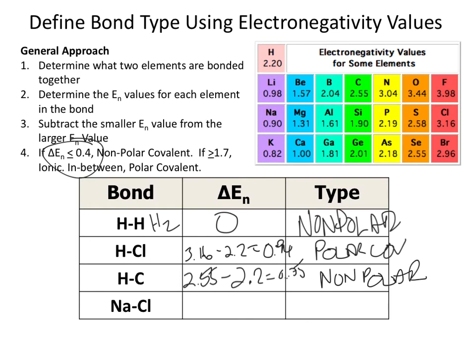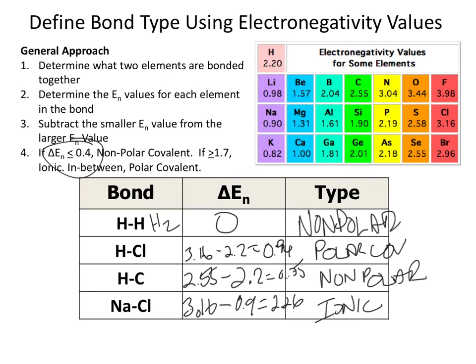And the last one, sodium chloride. You've got chlorine, which is 3.16, and then you've got sodium, which is 0.9, so the difference is going to be, I believe, 2.26, and therefore that's going to be ionic. It's greater than 1.7. So that checks out.